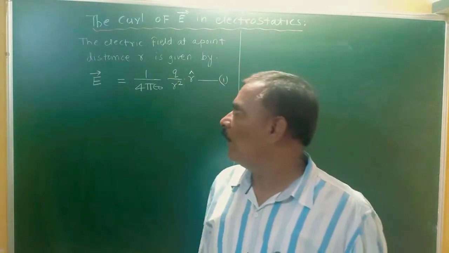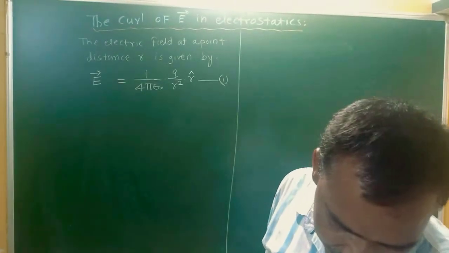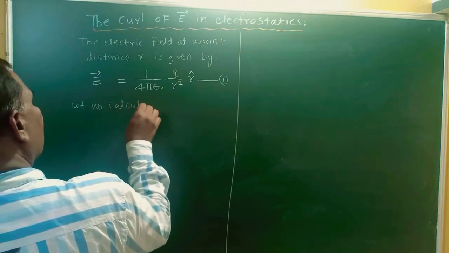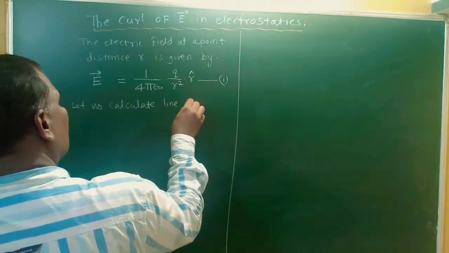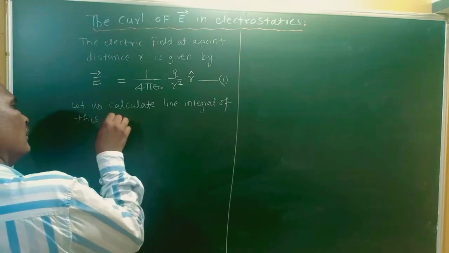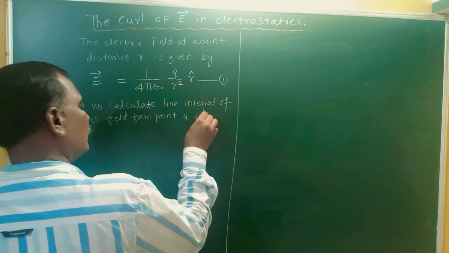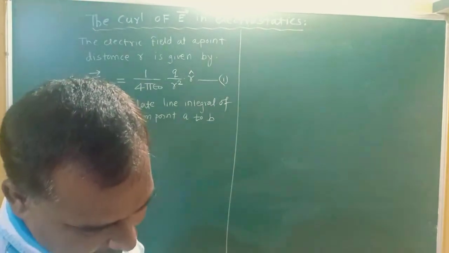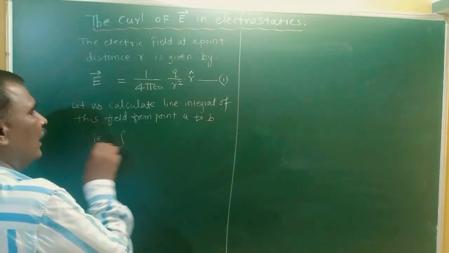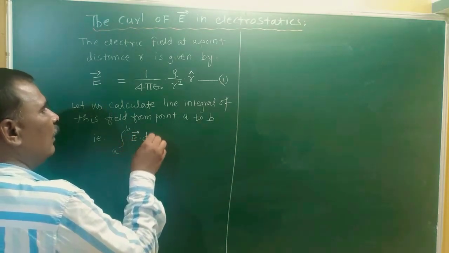We have to calculate a line integration of the electric field. That is, let us calculate the line integration of this field from point A to point B. That is, the line integration from A to B of E bar dot dl bar.